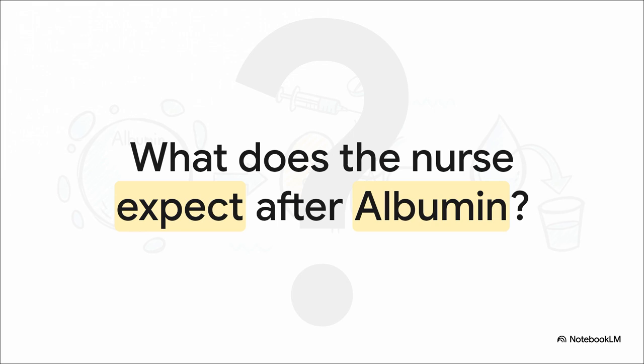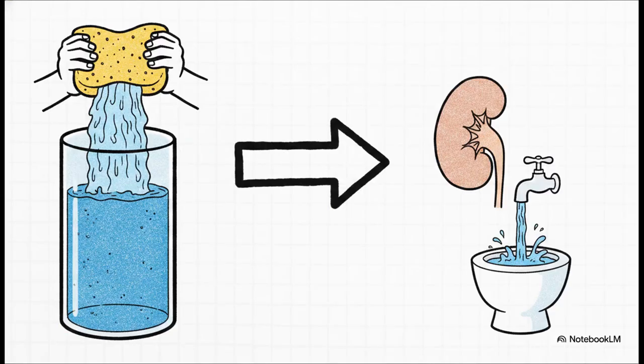Now, remember our physiology here. Cirrhosis is a classic example of a low albumin state, which directly leads to decreased plasma oncotic pressure and severe third spacing. And the correct answer is C. Albumin improves intravascular refill before diuresis.